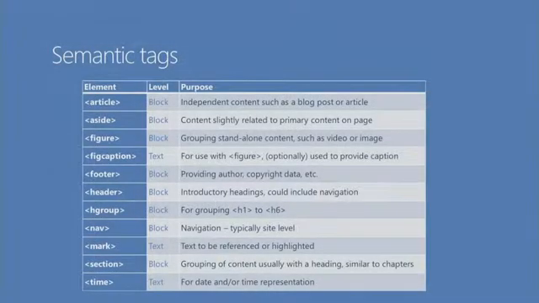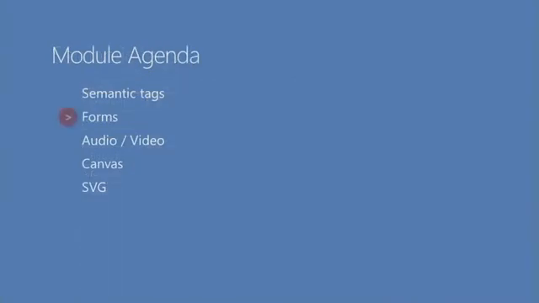So what are some of the new semantic tags? We saw a couple in the previous conceptual-looking graphic, but these are elements that map over. It gives an idea of what the block level would be, or if it's text level, and what its purpose is. But I find, of course, and I'm sure you're the same, that it's usually best to see in a demo. So I'm going to do that in just a moment.